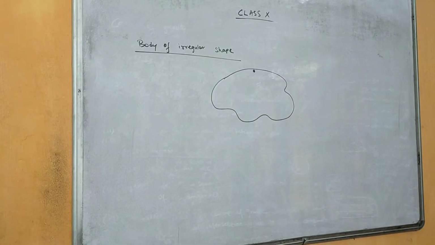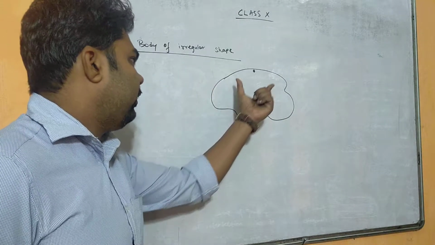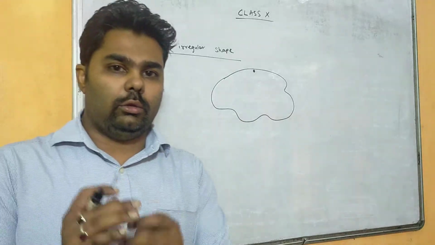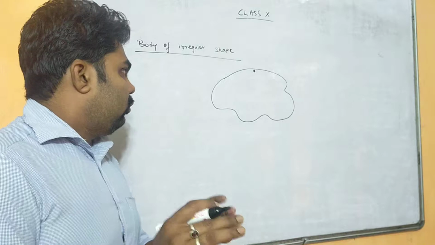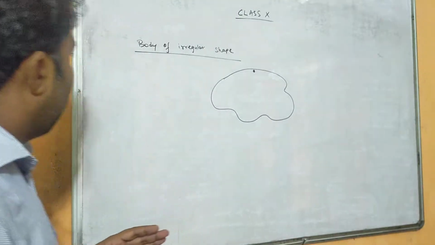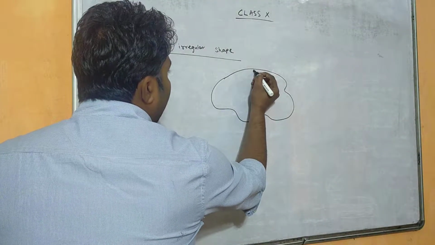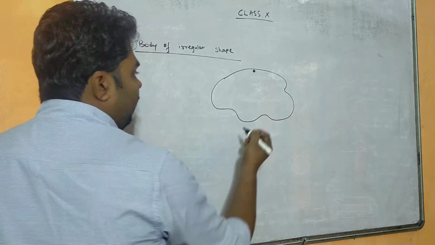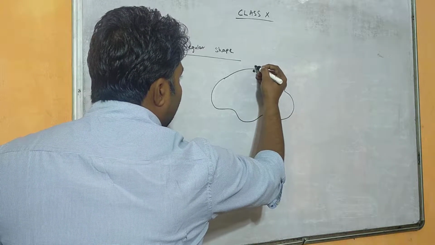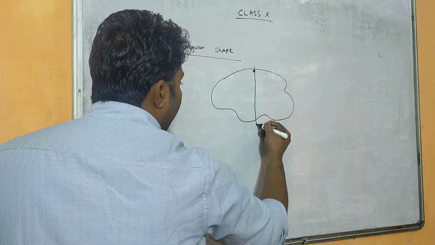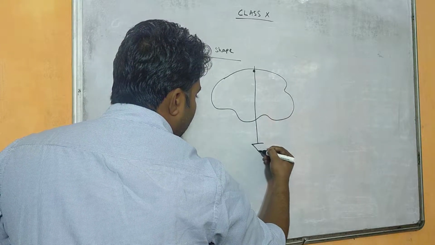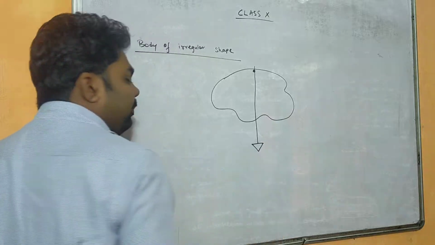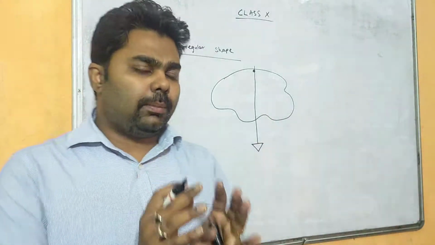Next we will find how to balance an irregular shape. Suppose this is a body having an irregular shape, and we need to find its center of gravity. First we will make one hole here, and from here we will pass one string, and we will suspend a plumb line. So this is the plumb line.